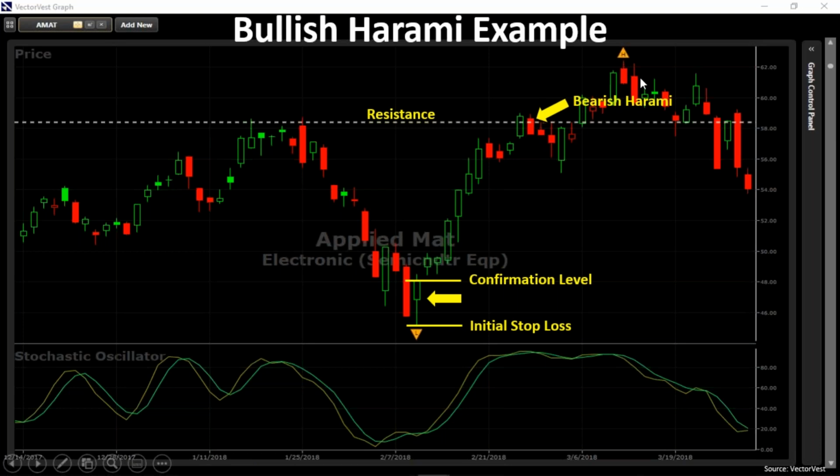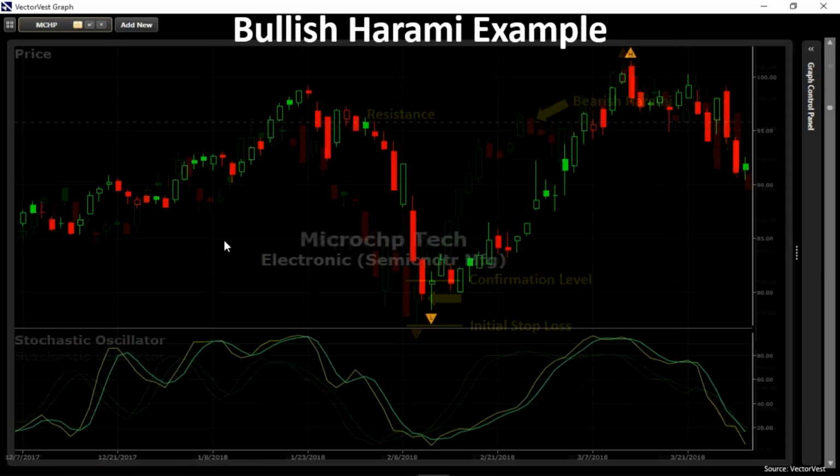So even though the stock kind of continued to move up a little bit, it broke down. And you know what? Good idea. Just take your gain off the table. You got a retracement from resistance. You got a bearish Harami. You may consider taking your gains off the table at that point.